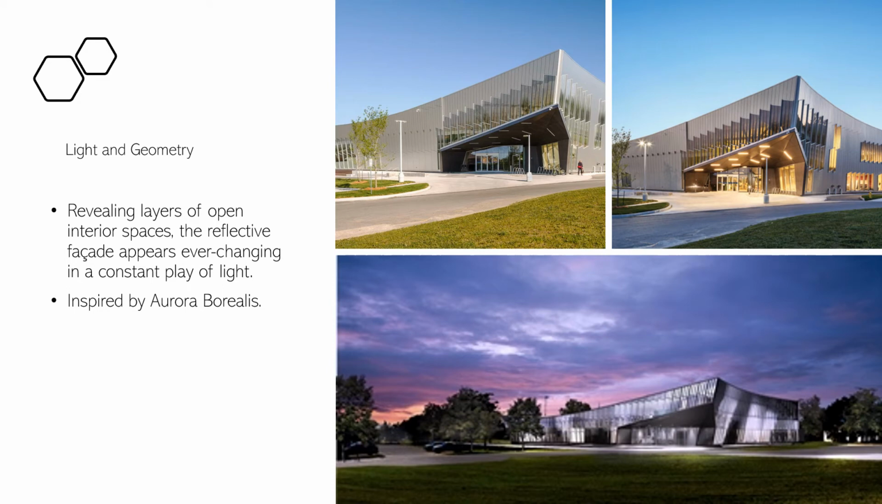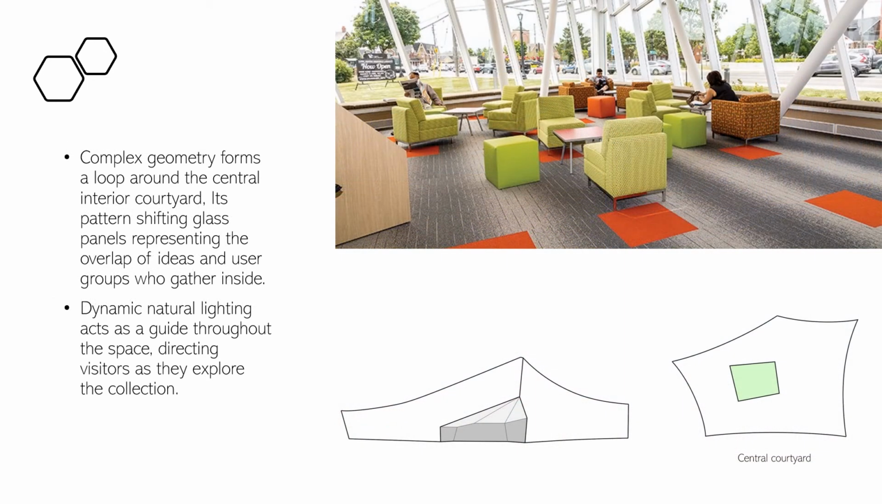The project was greatly inspired by the effect of the aurora borealis. Over the course of the day, the building appears to dissolve from transparent to solid. The revealed layers of open interior spaces in the geometric form allow the reflective facade to create an ever-changing, constant play of light. Its complex geometry forms a loop around the central interior core, which creates a visual connection between all parts of the building throughout the day.